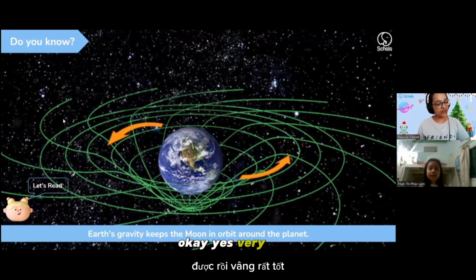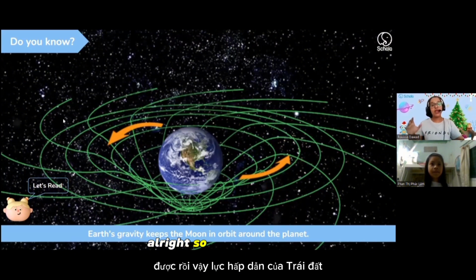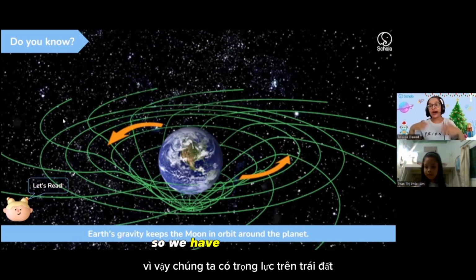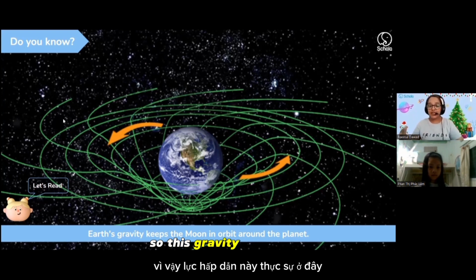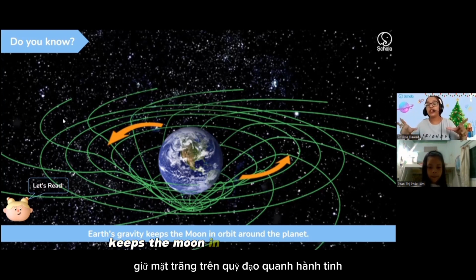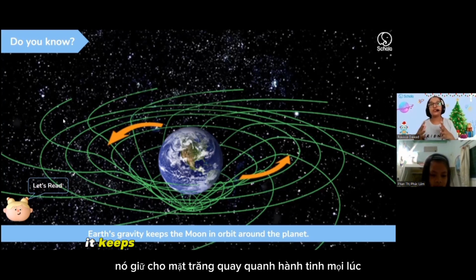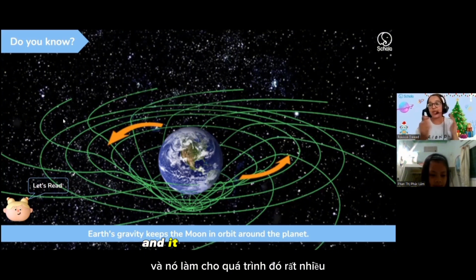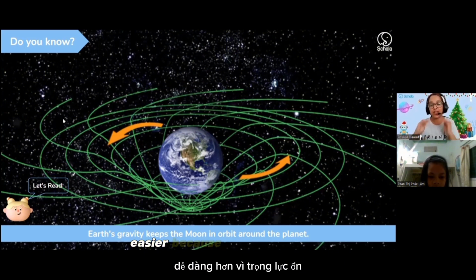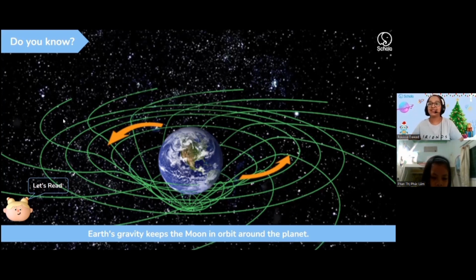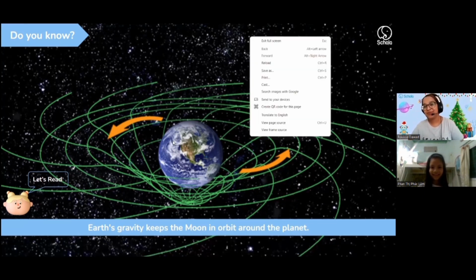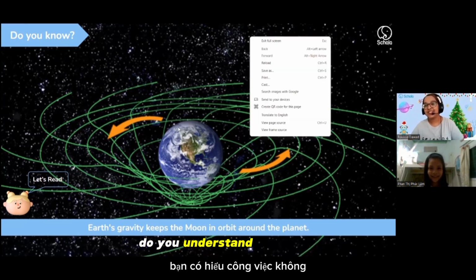Okay, yes, very good. All right, so we have gravity on Earth. This gravity actually keeps the moon in orbit around the planet. Because of the gravity, it keeps the moon orbiting the planet all the time, and it makes that process a lot easier because of the gravity. Okay? Okay, do you understand? Do you understand the work? Yes?